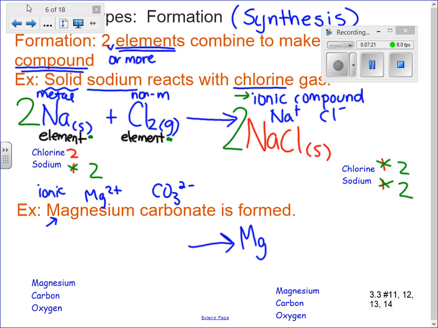I would simply write MgCO3. I knew it was solid because ionic compounds are always solid. Now here's what I have to determine. I produced a compound, one compound, and we'll see that the only kind of reaction we're going to study where only one compound is the product is a formation reaction. So my deduction would be that I had some elements that made it up.